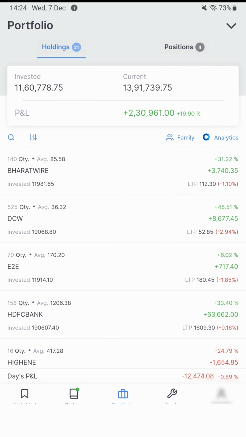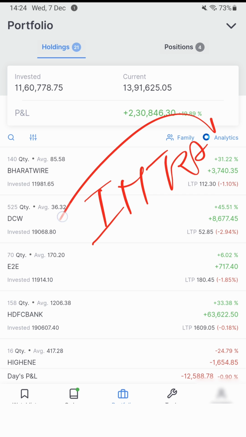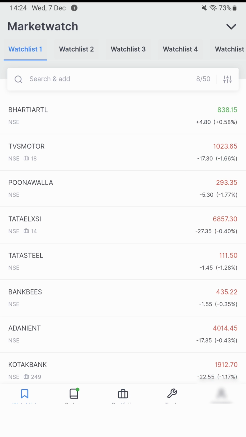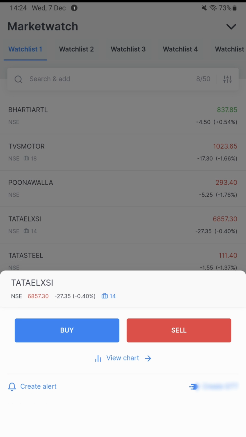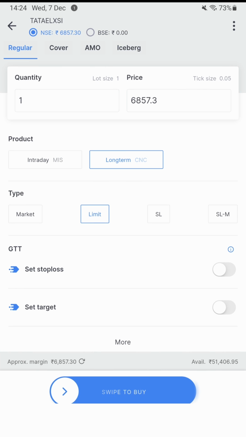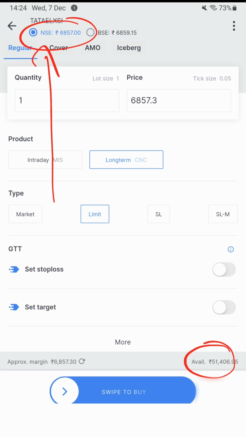Now, let me show this to you in practice by taking a sample intraday trade. Again, I have done no stock selection over here. I will randomly go to my watch list, pick any stock that I see, and I will click buy just to show you how this works. You will notice that I have 51,000 rupees available in my account, and a single stock of Tata LXC, as you can see over here, is roughly 6,587.